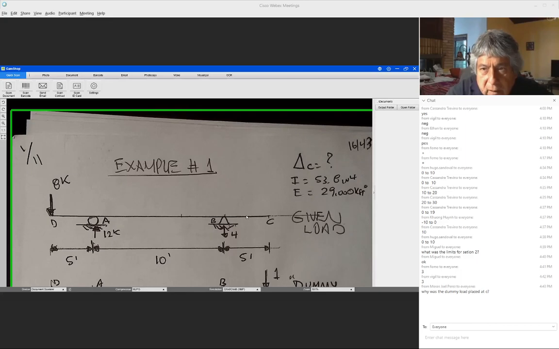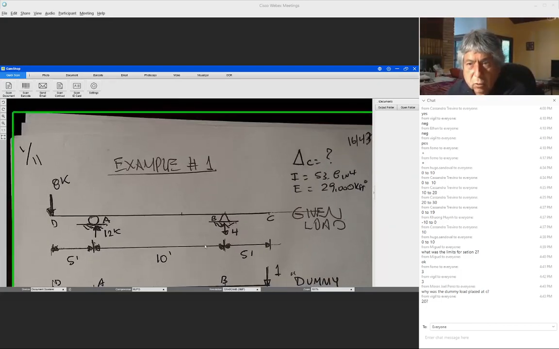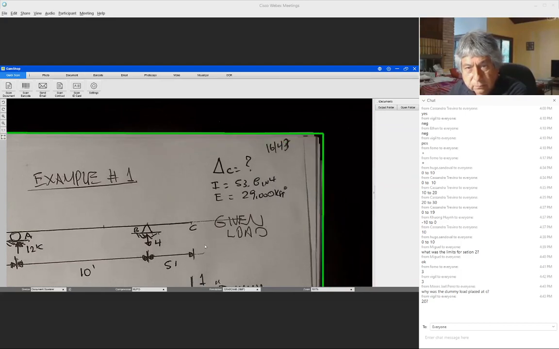Wait, I'm going to answer your question about why I put a Z. What is the moment in here? The magnitude of the moment. See, we don't have any load in here. No moment. There's no moment in here because there's no load. But let me answer why I place the unit load at C. Look.